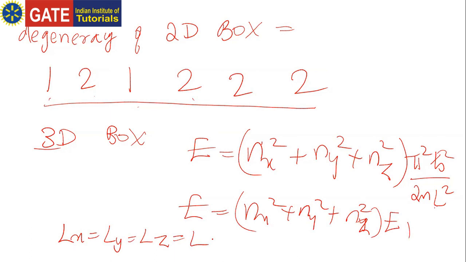nx values are 1, 2, 3, etc. ny: 1, 2, 3, etc. nz: 1, 2, 3, etc. Write down possible values for nx, ny, and nz. Find the degeneracy. For a 3D box, you will get different values. You will get a direct question on the degeneracy of the 2D box. No need to calculate, remember this: 1, 2, 1, 2, 2, 2.